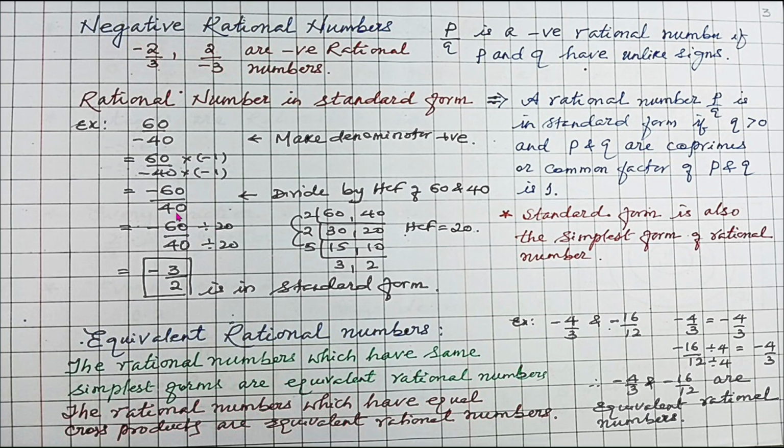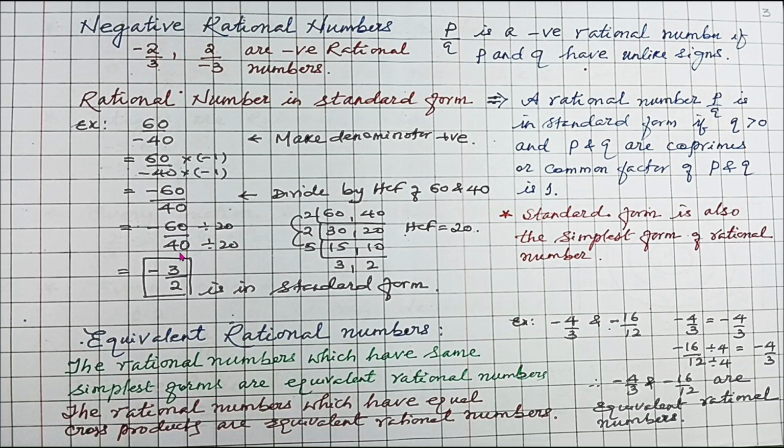Then minus 60 and 40, are they co-primes? Not co-primes. So we can divide 60 and 40 by their HCF. The HCF of 60 and 40 is 20. So if we divide 60 by 20 and 40 by 20, we get minus 3 by 2. And if you observe here, minus 3 by 2 is in standard form, or it is the simplest form of 60 by minus 40. 3 and 2 are co-primes, that means they have a common factor of 1.